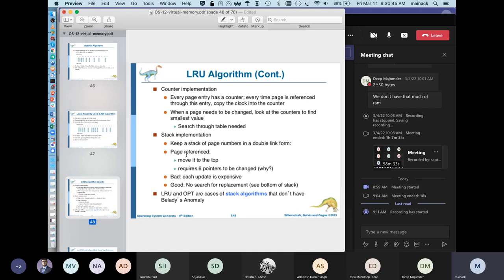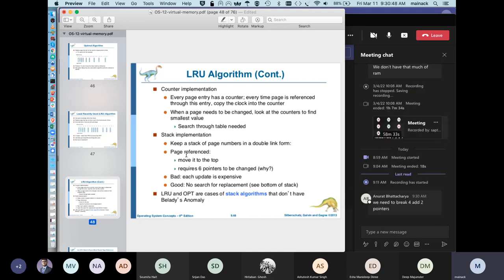The reason is that we need to break 4 pointers. Yes, absolutely, Anurag. Essentially, in the worst case, if you want to bring out a page from the middle of the stack and put it at the top, you need to break 4 pointers, 2 forward and 2 backward. And at the top of the stack, you need to adjust 2 more pointers, total 6 pointers.